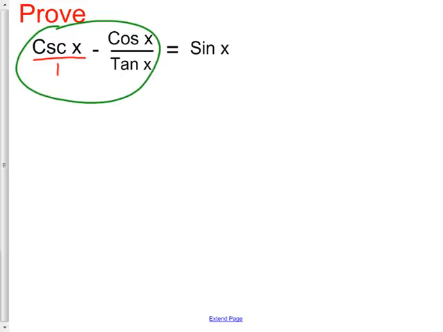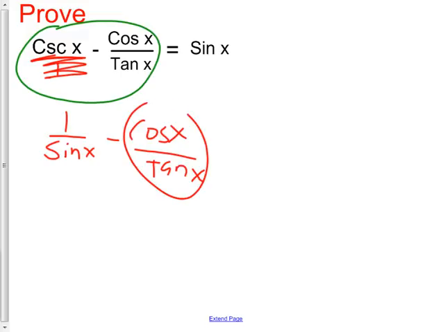Option B. I go with changing cosecant to 1 over sine x minus cosine x over tangent x. And then I can notice that that one can simplify down because tangent is really sine over cosine, so I can do a little dance there. That's option B.